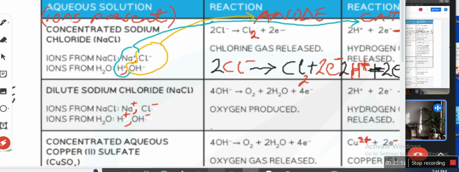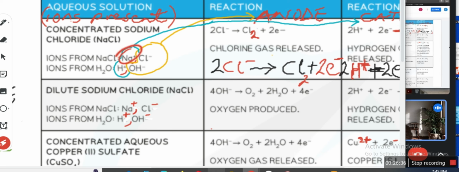Number one is their position on the reactivity series. That will determine which one will be discharged and which one will be dropped, what we call preferential discharge. Chlorine and hydroxide ions, two of them will run to the anode. But one will be ignored, only one will be discharged. In this case, it's only chlorine that will be discharged, and I will tell you why.